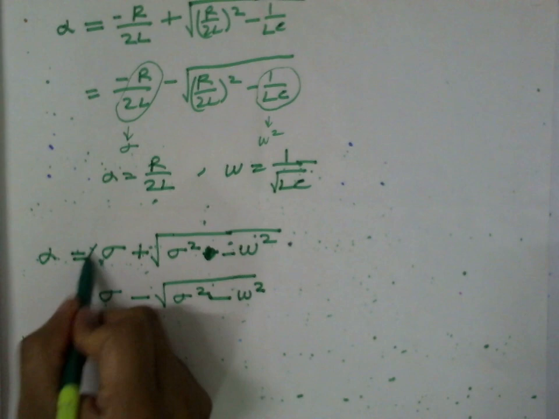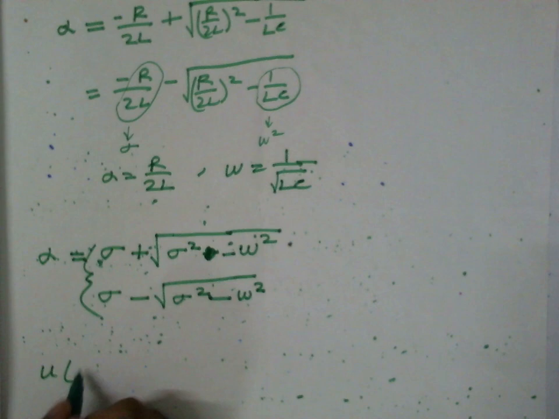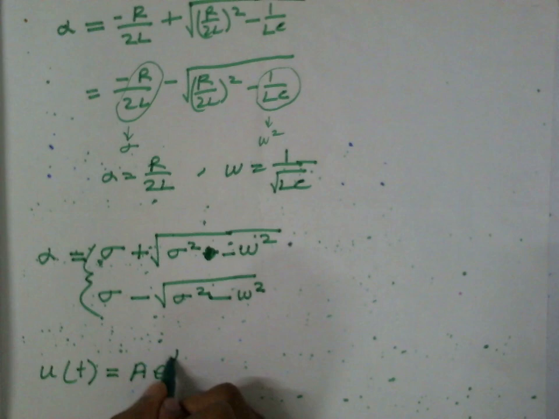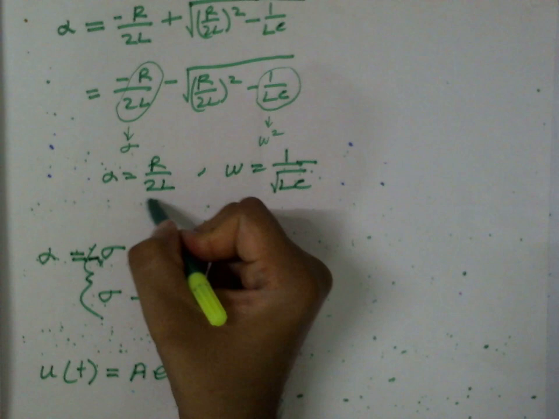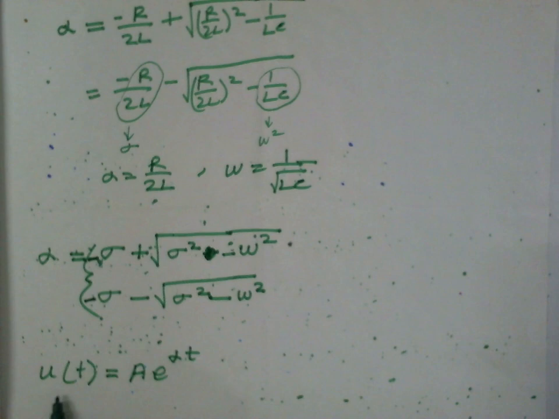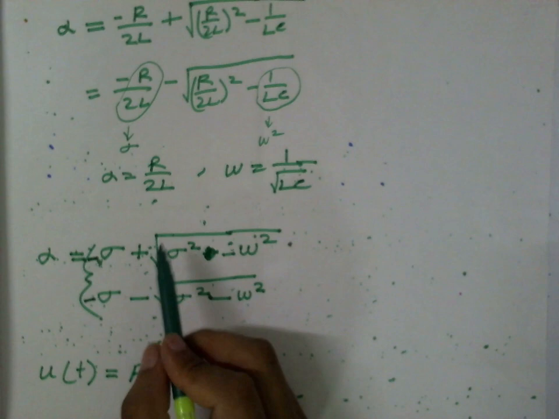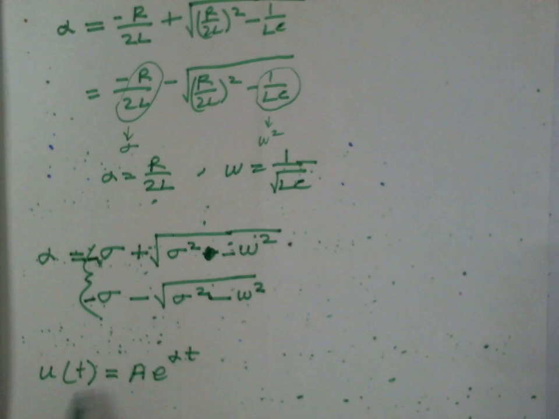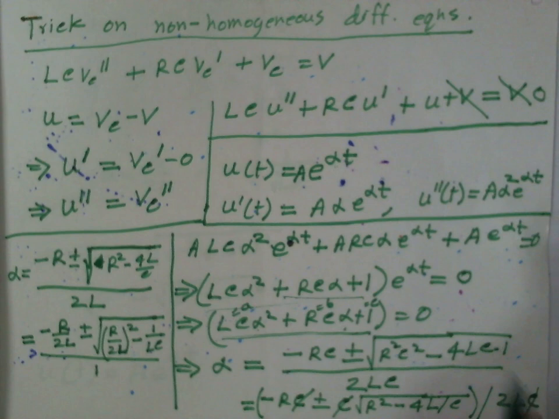And then u(t) is A times e to the power alpha t. I missed a minus, so this is sigma, so I have minus here. So u(t) takes this form, and then alpha has two possibilities, say alpha 1 and alpha 2. Then alpha 1 also satisfies this differential equation we wrote here. Alpha 2 also satisfies the same equation.